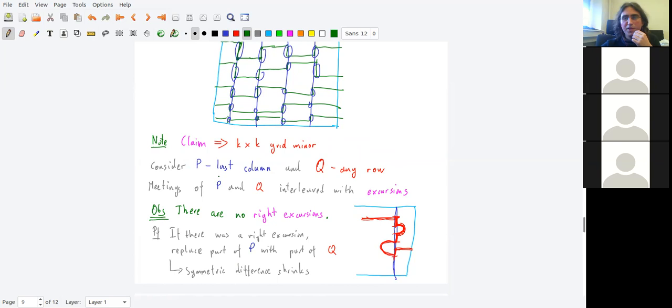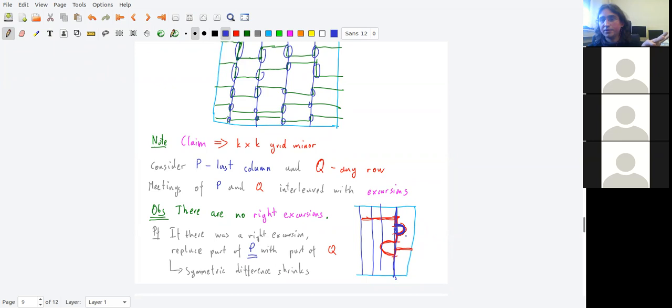Why? If I had a right excursion like this on the picture, then I can make the flow better by replacing part of the path P, of the column P. Instead of going here straight, I could use this excursion to replace this part of the path P with this excursion here. In this way, I do not intersect any other column by making this replacement, because all the other columns are to the left of this part of the picture.